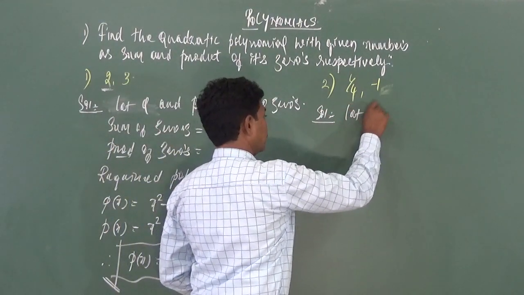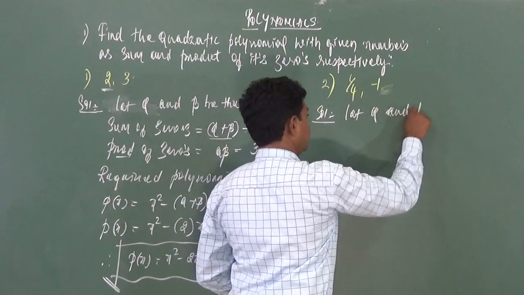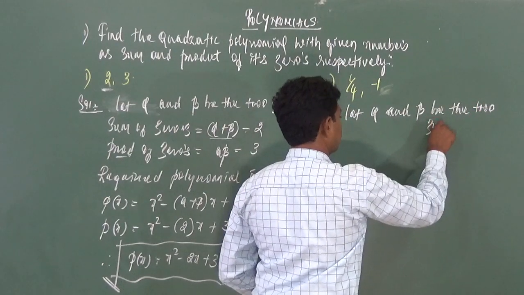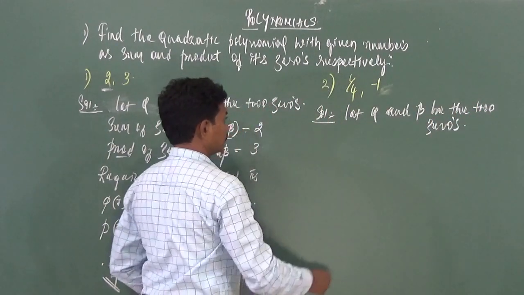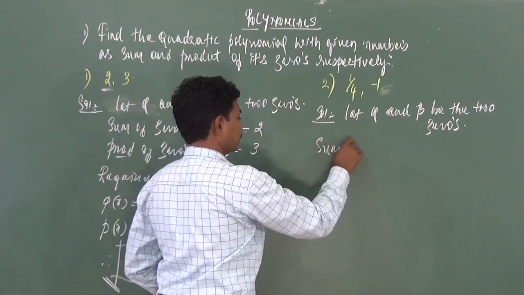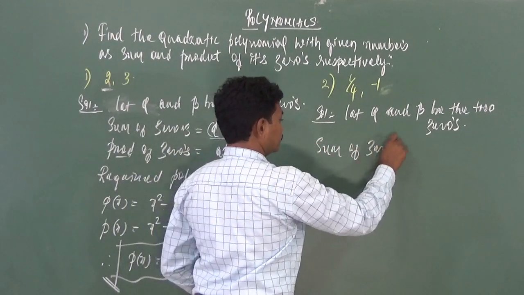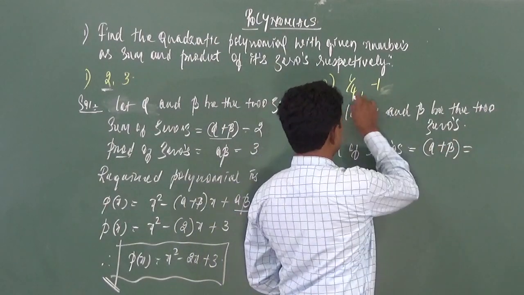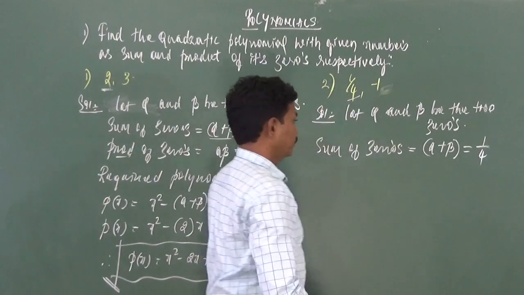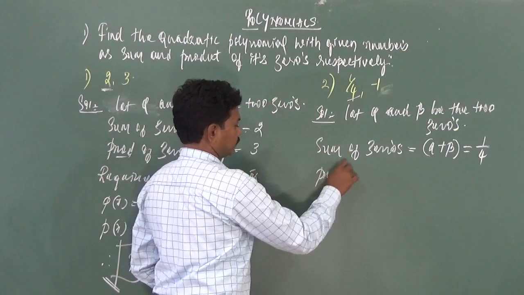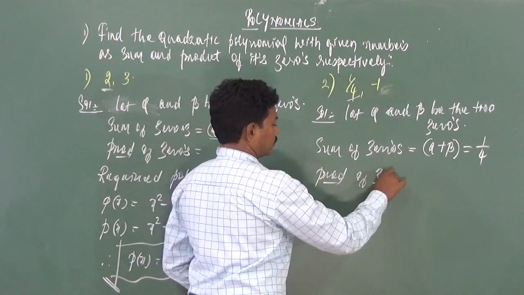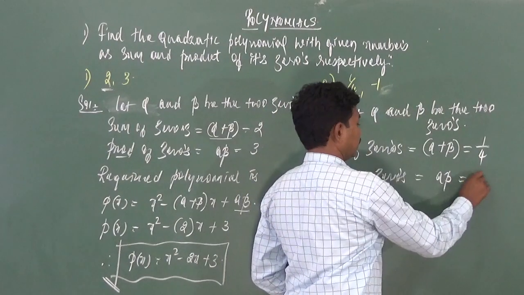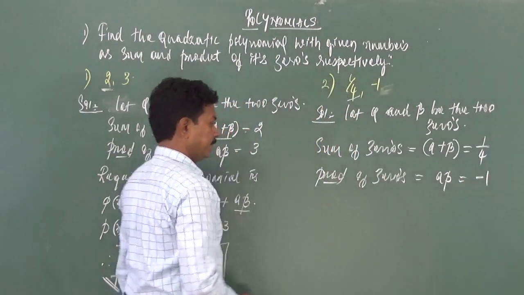As usual, let alpha and beta be the two zeros. So the sum of zeros is alpha plus beta, which is equal to 1 by 4. We write that down. Next is the product of zeros. The product of zeros is alpha into beta, that is equal to minus 1. So be very careful with the sign.